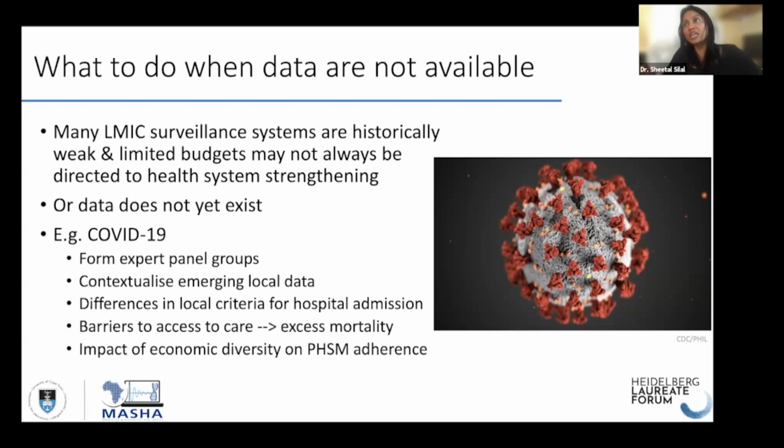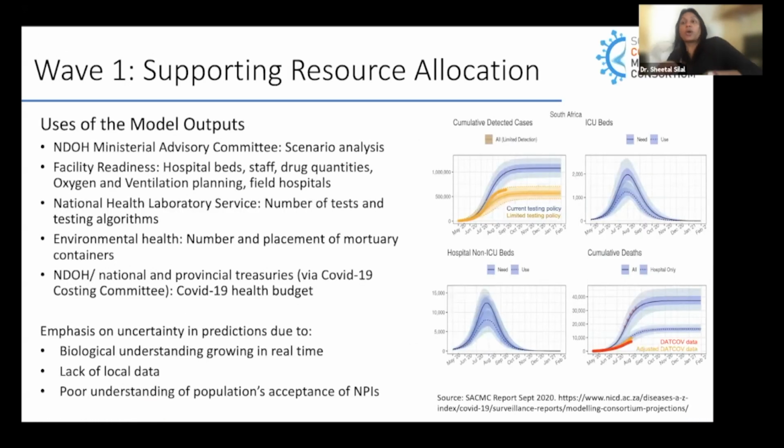And so before we even put, not pen to paper, but I guess hands to writing code and developing our models, we have to understand the context of the health system and the data and what that data represents. So in South Africa, we also took into account things like excess mortality, knowing that not everyone has equal access to care.